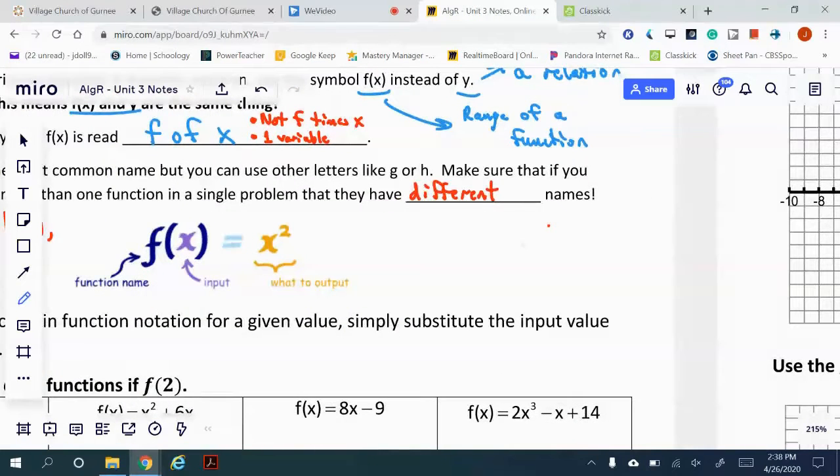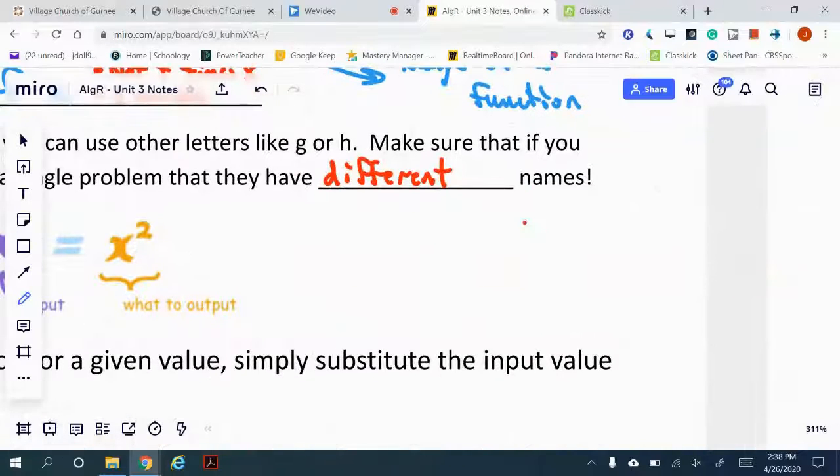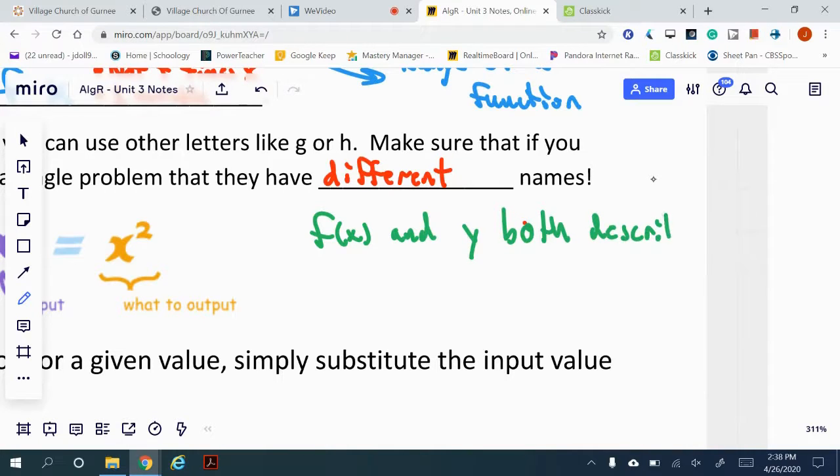All right. Again, the big takeaway that we want to specify is that F of X and Y both represent the range, right? And range, or we can still think of them as Y coordinates, right? That's going to be a really important thing to remember.